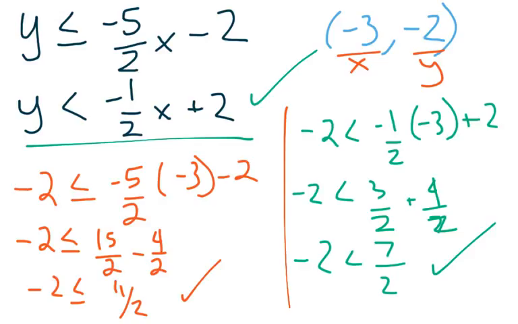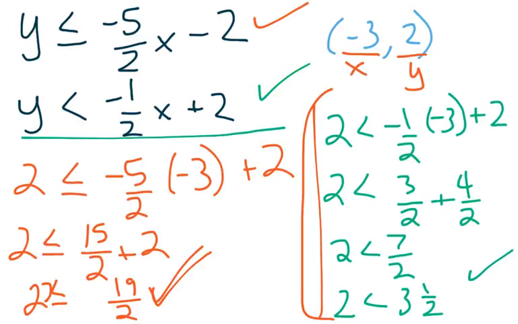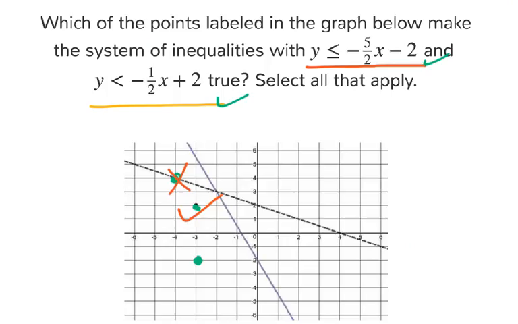And if we want to test our final point, negative 3, negative 2, we can see x is the negative 3 value and the negative 2 value is for y. And if we plug those into both of our inequalities in this situation, both of them come out as being true when you plug in negative 3 and negative 2. So that means that negative 3, negative 2 also makes this system of inequalities true.